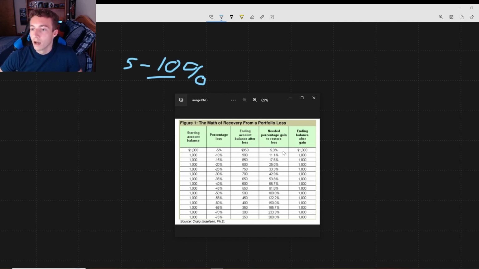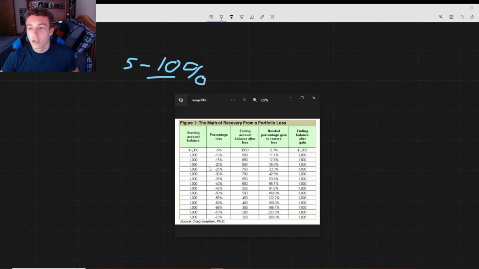Say you take a 10% loss. Okay, you take a $100 loss. Now, off of that $900, you have to make 11.1% just to get your starting account balance back. So on and so forth.